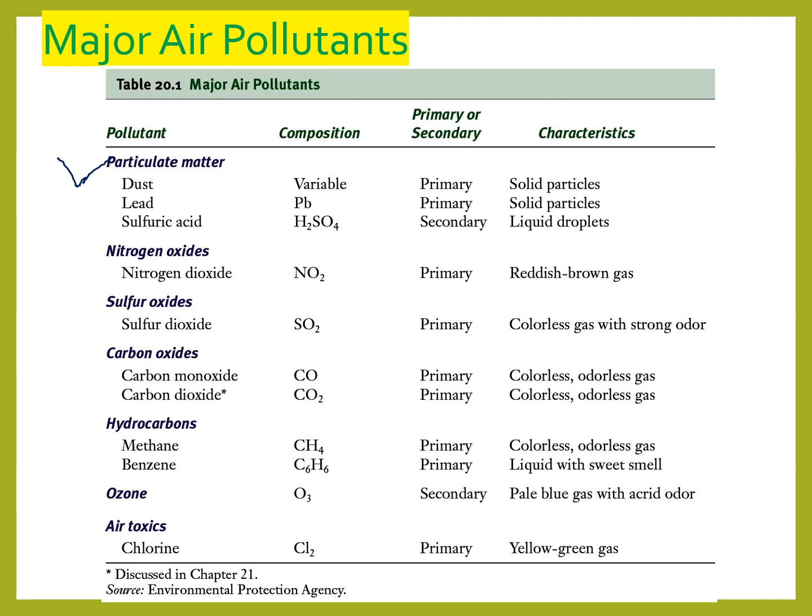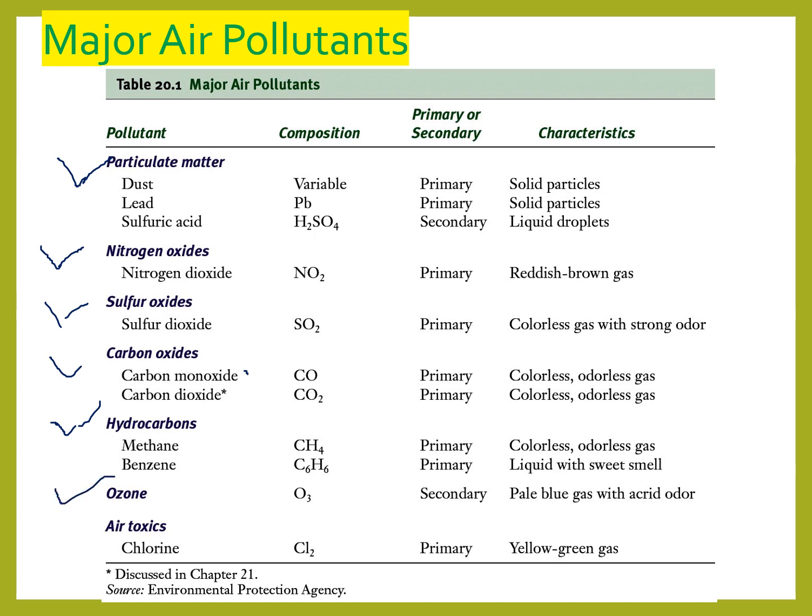In particulate matter, dust, lead and sulfuric acid, etc. are included, and whether it is a primary or secondary source is written here, and its characteristics are mentioned. Next is oxides of nitrogen, also a major pollutant, called NO2. Then sulfur oxides, where sulfur dioxide is the major one. Then oxides of carbon, two of which are very important, carbon monoxide and carbon dioxide, as well as hydrocarbons. These are also major air pollutants: methane, benzene, etc.